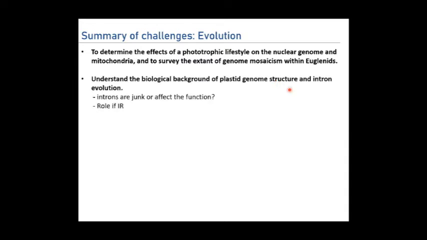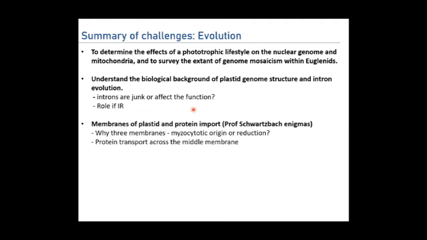We should also understand the biological meaning of the plastid genome structure and intron evolution. Are the introns all junk, or do they have any function? For example, a regulatory function for gene expression, and why are they so abundant in some? What's the role of inverted repeats or tandem repeats which we see in the plastid genomes? The Professor Schwarzbach enigmas I've already mentioned.